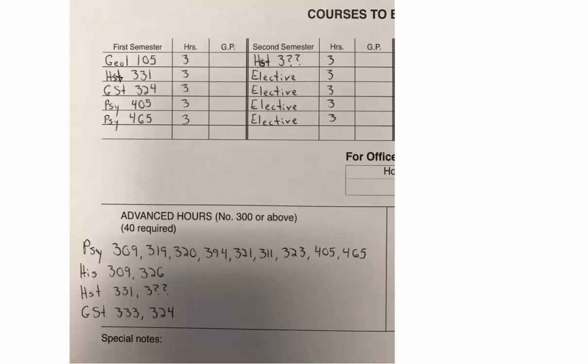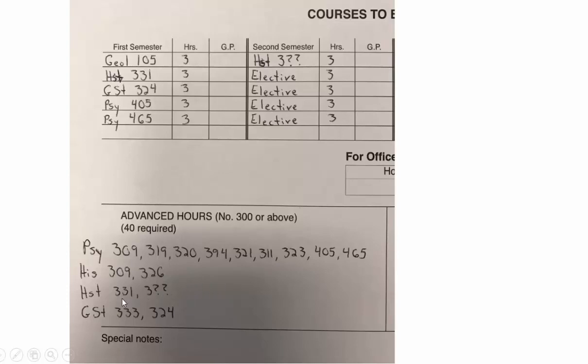The final thing that you need to complete on your degree application is the advanced hours portion. You are going to rewrite every single course from the top of the application in this box. So courses in which you have already completed and you already have a grade, as well as courses that you are enrolled in and courses you plan on enrolling in. So you can see for this student, they've actually already taken all of these courses and passed all of these courses, but they are enrolled in Psychology 405 and enrolled in Psychology 465.